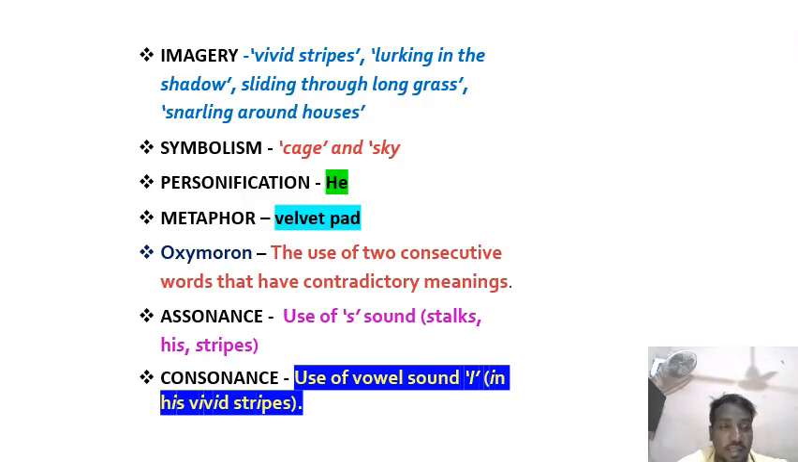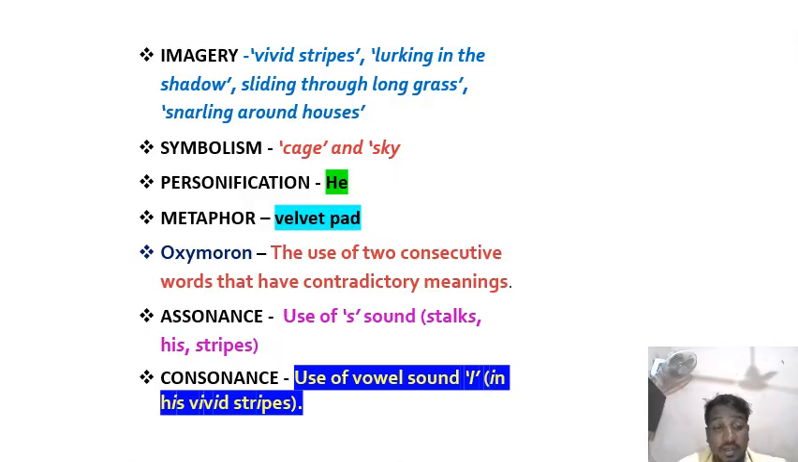That's what they symbolize. And the third poetic device, personification. Human qualities are given to non-living things or non-humans. That's how the tiger is called 'he', using the third person singular pronoun. Let's move on to the next, metaphor: velvet pad. Here his foot is compared to velvet. Since he is just moving inside the concrete cell, his rough foot has become velvet soft. That is metaphor. Direct comparison is metaphor.